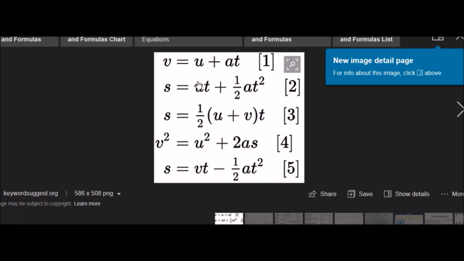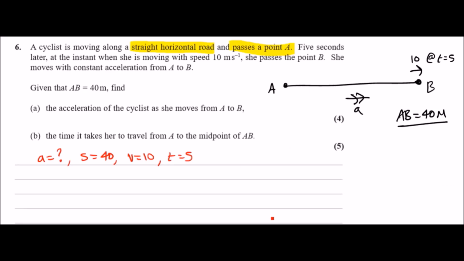So always write this down. I always personally write down all 5 equations in an exam and just see what is missing, and that's the one I don't choose. Now back to the work. So it's going to be S equals VT minus half AT squared.